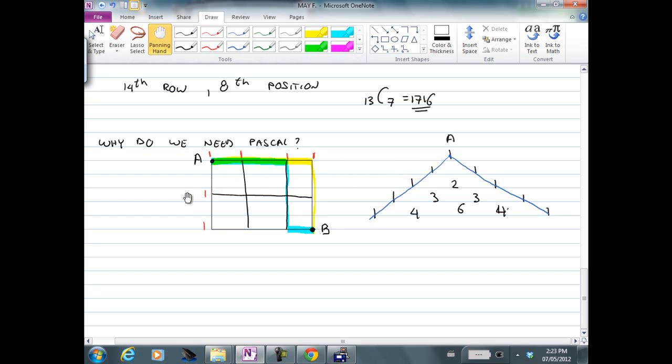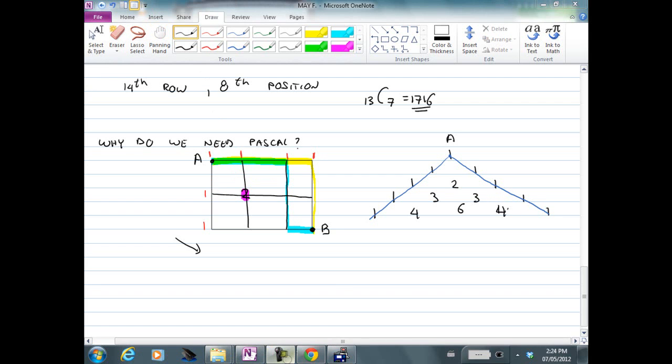So think of the relationship: 1, 1, 1. If I'm going from A to B, what do you think this number is going to be? 2. Because look at how Pascal's triangle works. To get the next bottom number, I add the 2 top numbers together. So to get this corner right here, I add the 2 previous numbers. So this is going to be 2 for Pascal's triangle.